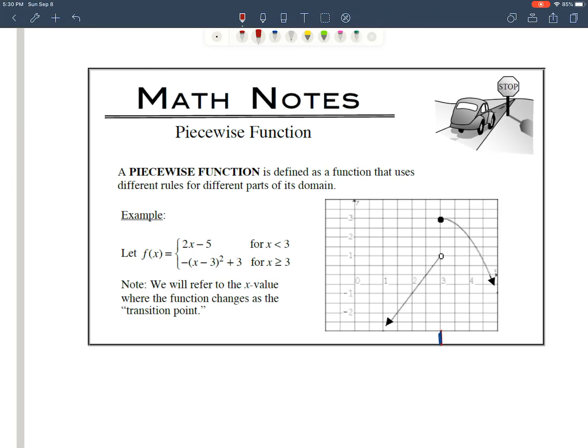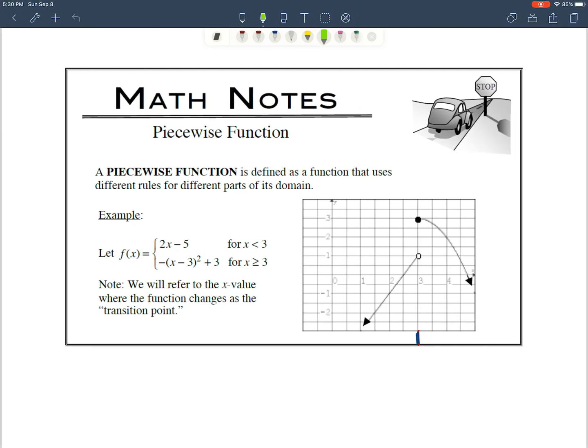Let's talk about what a piecewise function is. A piecewise function is defined as a function that uses different rules for different parts of its domain. So remember, domain, we're talking about the input values, so all those x coordinates. Down here we have an example. It says let f of x, so that would be our function, and it has two different function rules here. The one on the top says it's going to follow that rule 2x minus 5 for all the input values when x is less than 3.